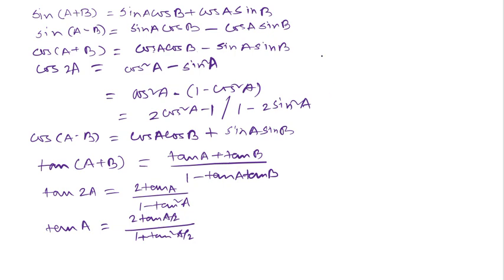So tan(A−B), I am writing all these formulas, so you can remember or you can derive it by yourself, correct? Tan(A−B) is nothing but sin(A−B) by cos(A−B). So here it is tan A plus tan B, so I can write here tan A minus tan B over 1 plus tan A tan B. Or if you remember the plus formula, just instead of B you put minus B. Tan(−B) is minus tan B, so it will become like that.